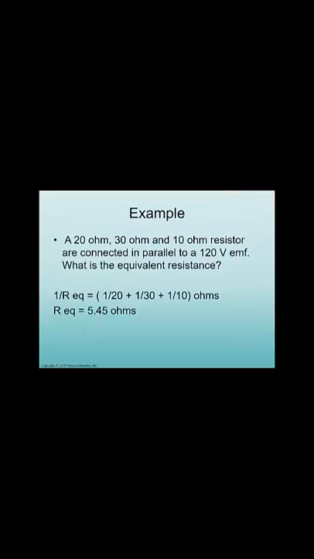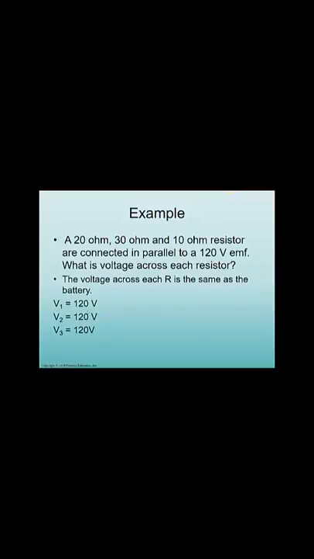Here's an example. If I take those same resistors, 20 ohm, 30 ohm, and 10 ohm, and I put them in parallel, then the total resistance, 1 over Req, equals 1 over 20 plus 1 over 30 plus 1 over 10. If I put that in my calculator, or if I find a common denominator here, I'm going to get some kind of decimal or fraction. I need to take the inverse of that, and I'll get a total of 5.45 ohms. So together, these are acting like one little resistor of 5.45 ohms. The voltage across each one is the battery, because let's go back to that picture again.